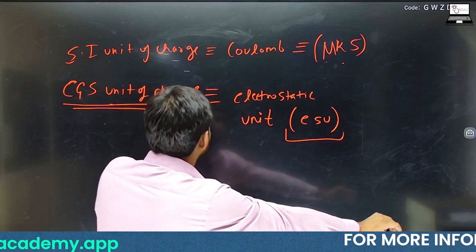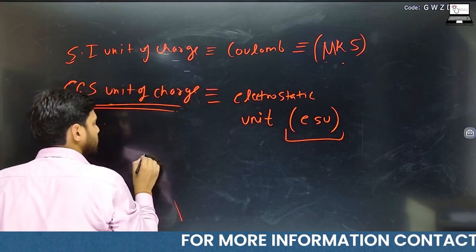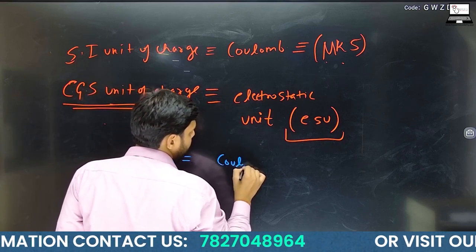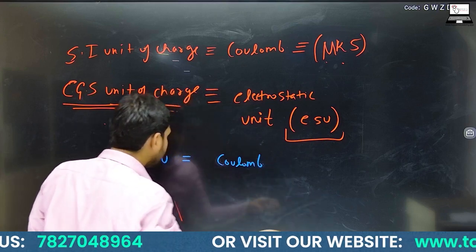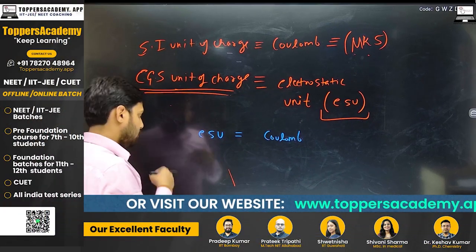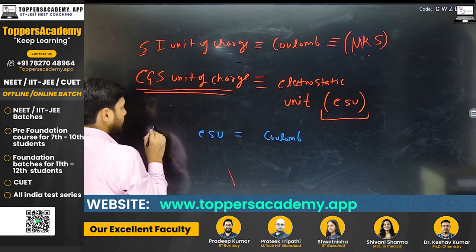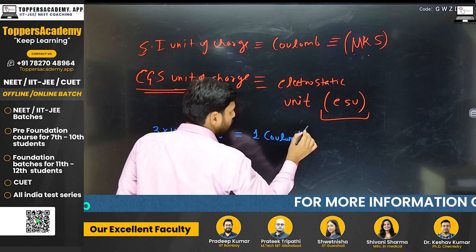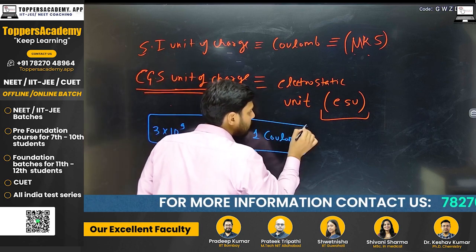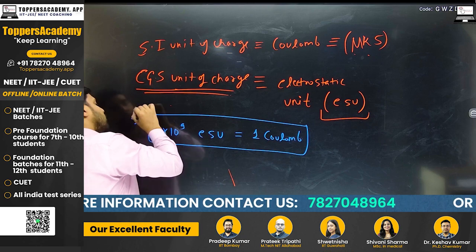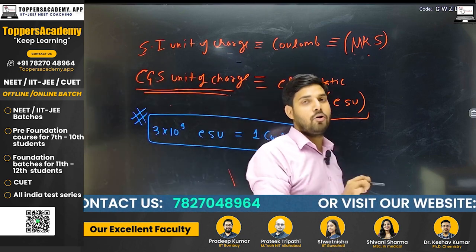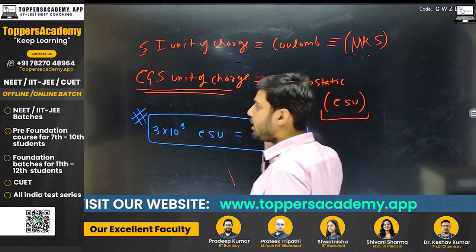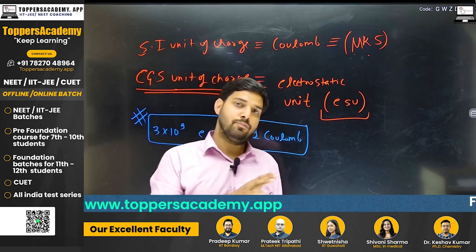So what is the relationship between ESU and Coulomb? Remember that 1 Coulomb is equal to 3 into 10 to the power 9 ESU. Remember this data for your information. Clear?